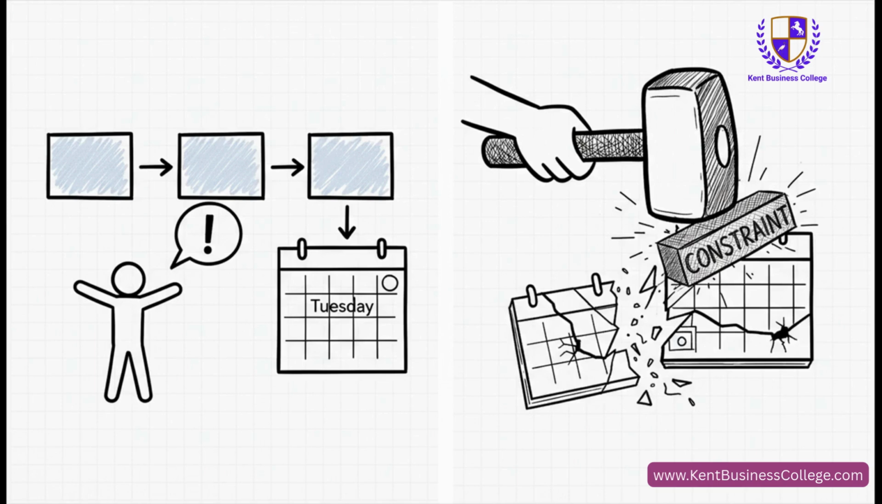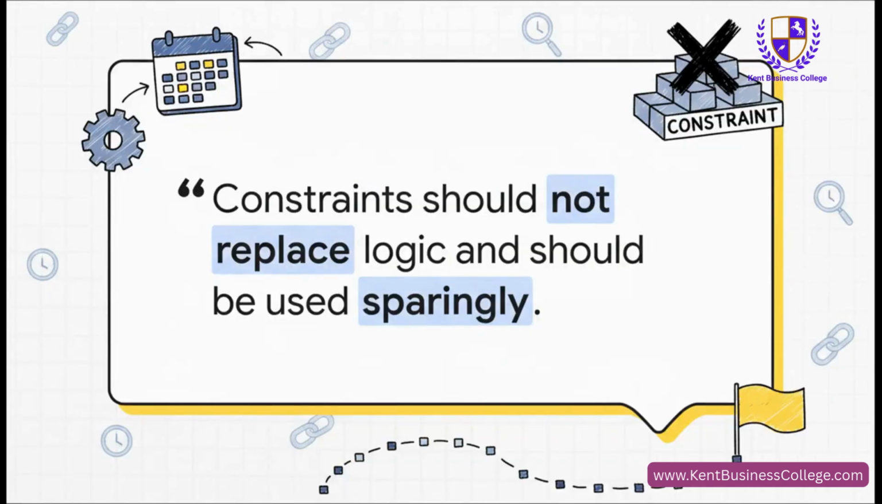You're breaking your model. And look, don't just take it from me. The big cheeses over at the Project Management Institute say the exact same thing. Constraints should not replace logic. They're for real-world fixed points, like a legal deadline or a ship arriving in port. They are not there to make your plan look better. Remember this: your logic drives the dates, not the other way around. So use them, but use them very, very sparingly.